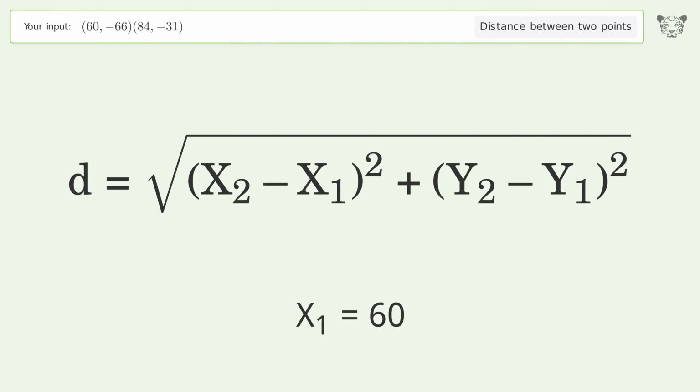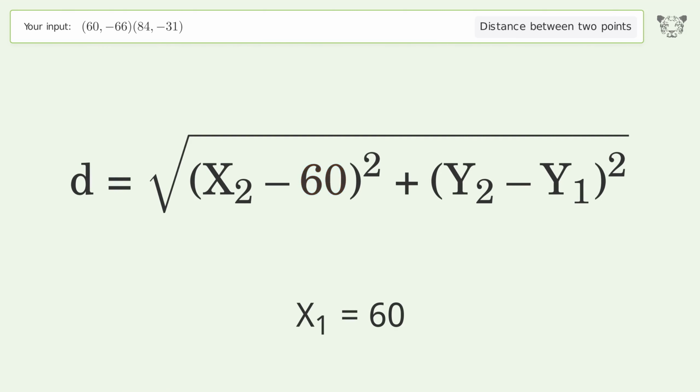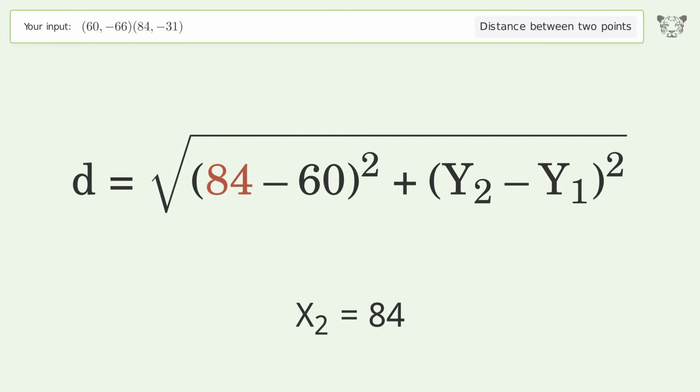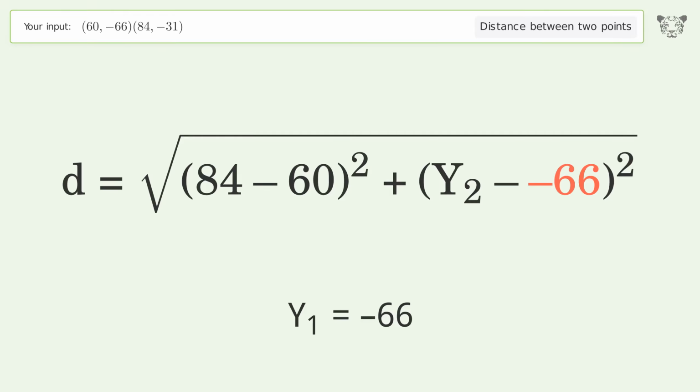x1 equals 60. x2 equals 84. y1 equals negative 66. y2 equals negative 31.